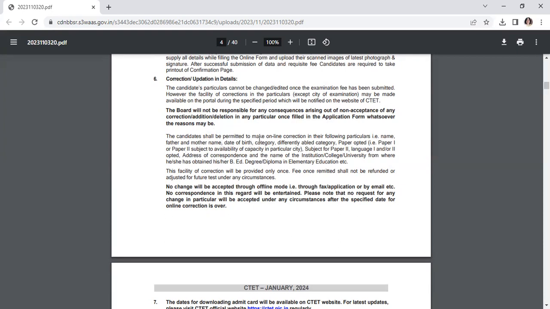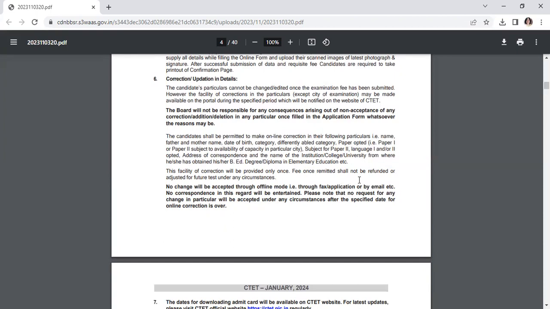The candidate shall be permitted to make online correction in the following particulars: name, father and mother name, date of birth, category, differently abled category, paper opted, paper first or paper second, subject to availability of capacity in a particular city, subject for paper second, language first and or second opted, address of correspondence, and the name of the institution, college, university from where she has obtained her B.Ed degree, diploma in elementary education, etc. This facility of correction will be provided only once.